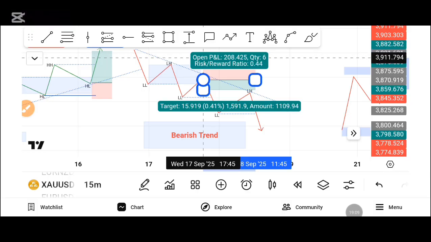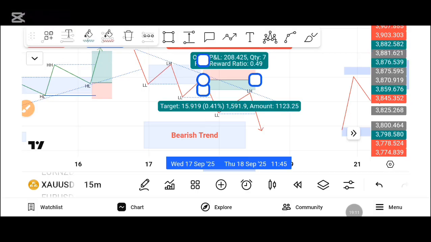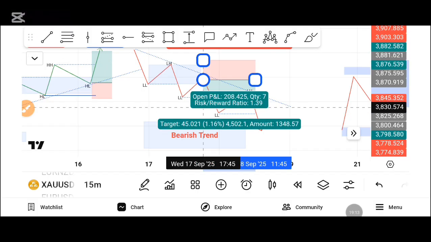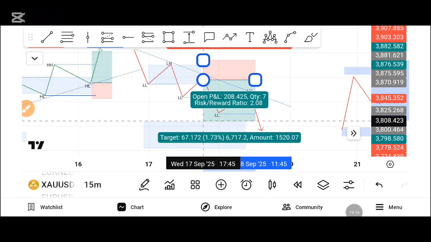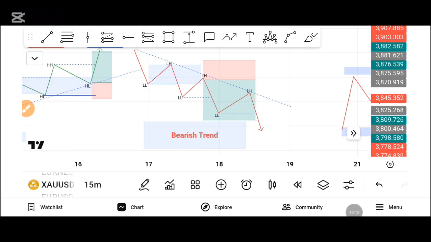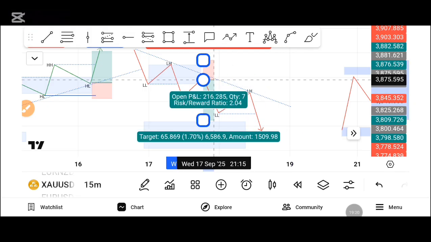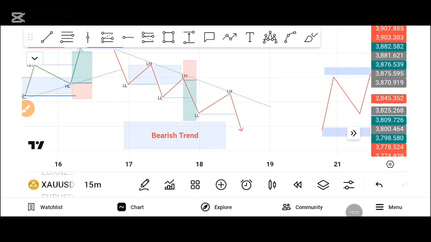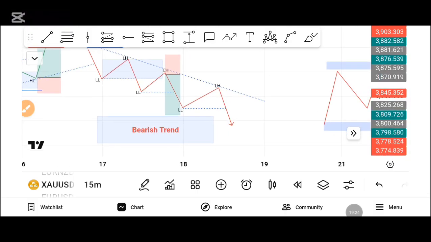Place your SL, which is your stop loss, targeting 1:2. So this is it. Alright, so this is how you can take a trade from here. Alright, so that is it.